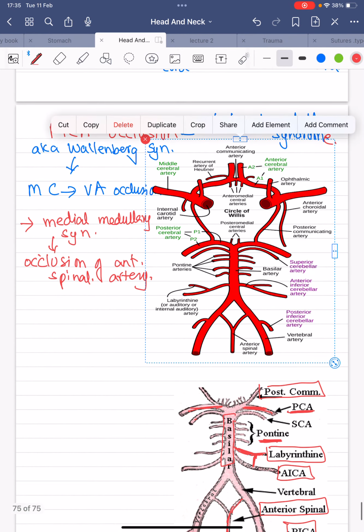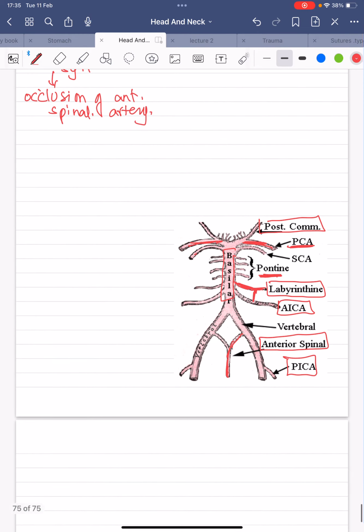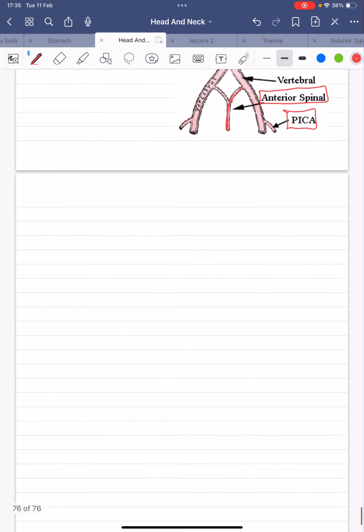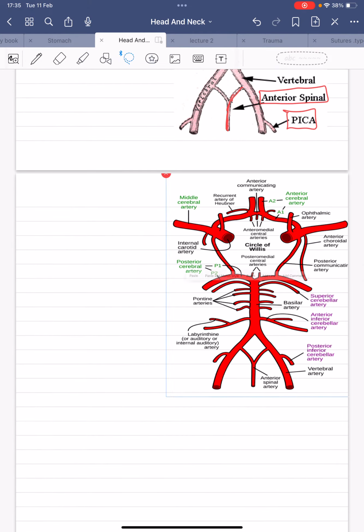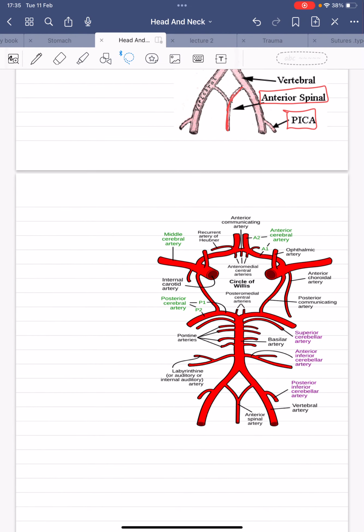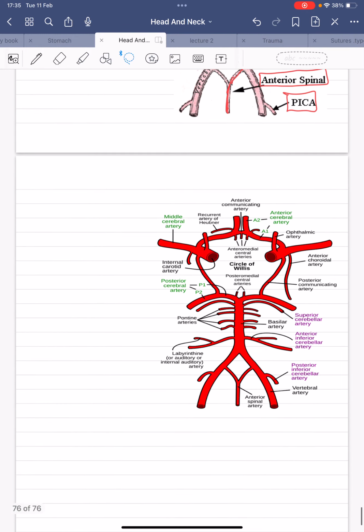Okay, so this is how you are going to explain this picture. Okay, so now we must write down the anterior section, that is the internal carotid artery. So see here, internal carotid artery.